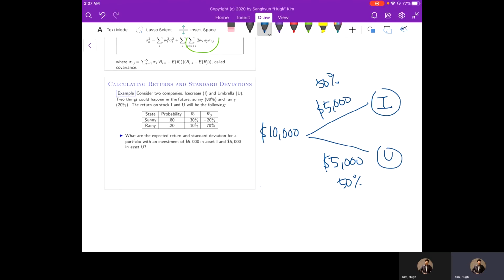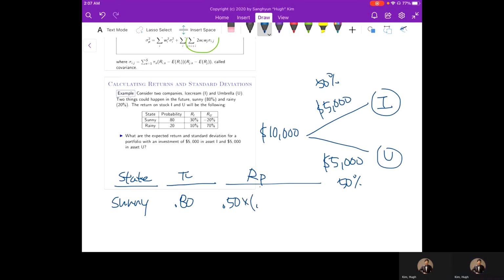So these are the portfolio returns. In this case, if it's sunny, the probability is 80%. So it's sunny with a probability of 80%. And the portfolio return is the weighted average of individual asset returns. So 50% times 30% plus 50% times negative 20%. So this is 0.05 or 5%.